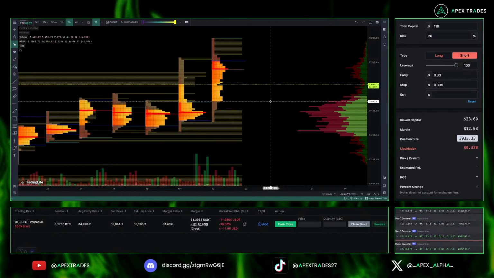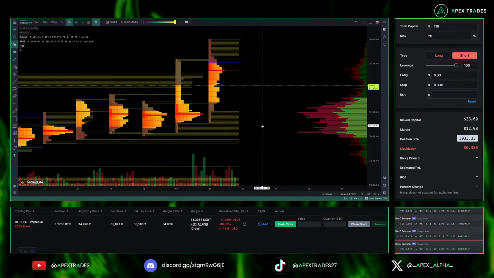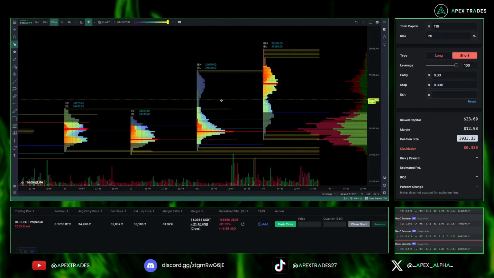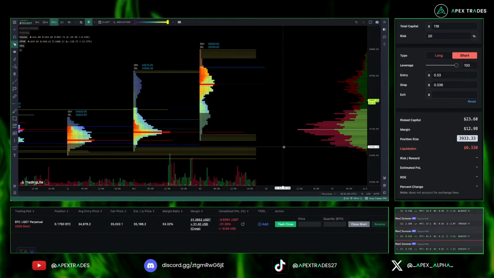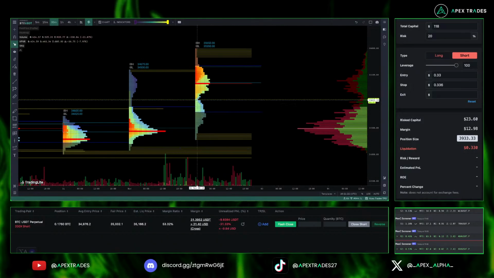Nice if it comes and tests the value area low. There's no single prints at all here. On the 30-minute, we're at the lowest. This is where Bitcoin spent the least amount of time today trading.